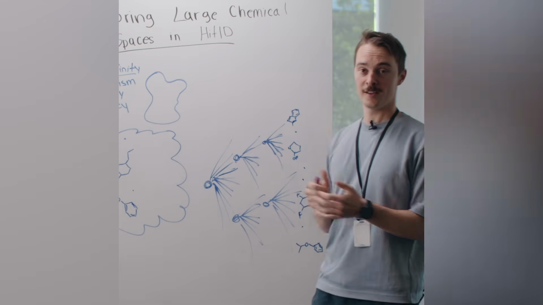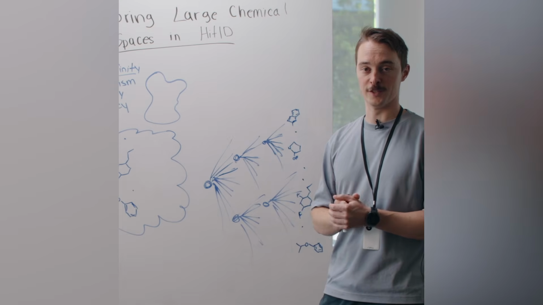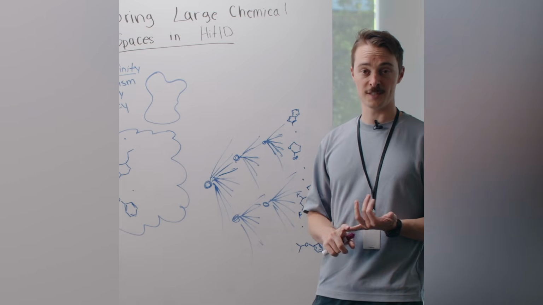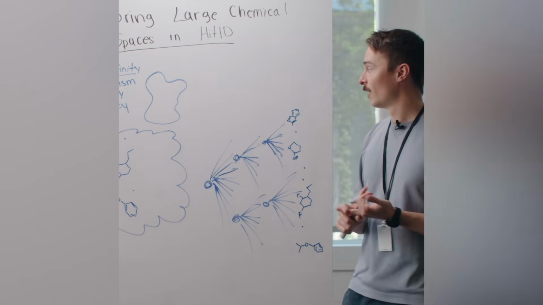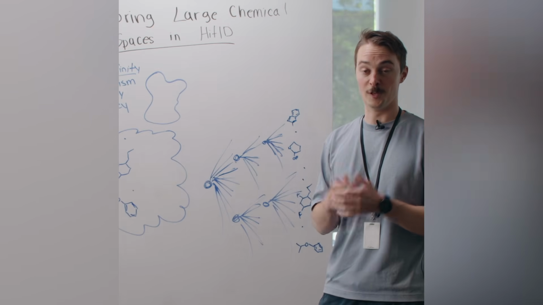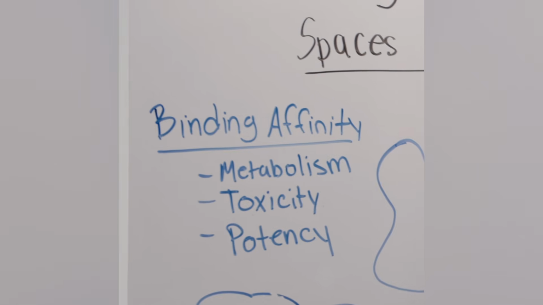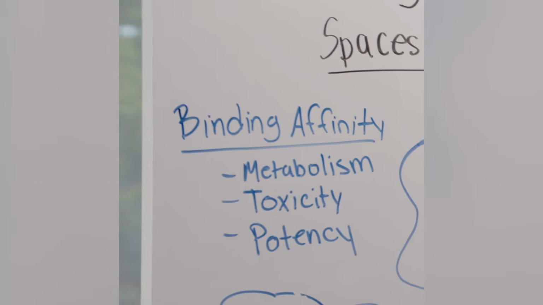So in drug discovery, we're trying to find the right molecule for our patients. This molecule needs to be efficacious against the disease that we're targeting and needs to be safe to consume. A lot of what it means for a molecule to be the right molecule has to do with binding affinity to different proteins in the body.